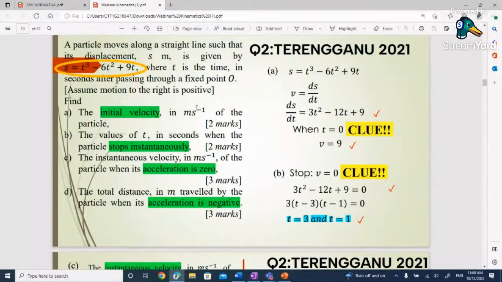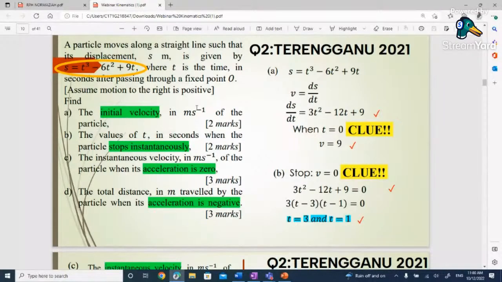Okay, so kita tengok. So kita ada, this is Terengganu paper 2021. Okay, so kita ada a particle moves along a straight line such that its displacement is given by s equals t cube minus 6t square plus 9t. T is the time. Okay, so initial velocity.